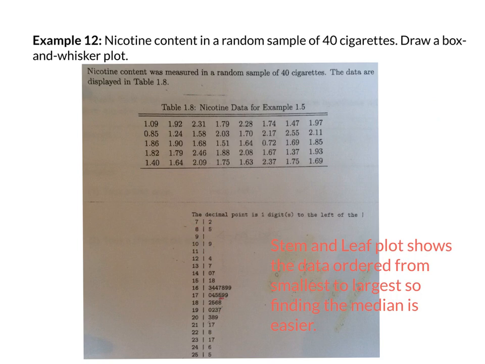So we'll be able to easily find the middle data and then find the 25th and the 75th percentile. To find our median, we know we have 40 pieces of data. That means there is no middle piece, but there are two middle pieces. Those two middle pieces are right here: 1.75 and 1.79. So what we do is we add them and divide by 2. We take the average of the middle two. That value is 1.77. So our median is 1.77.